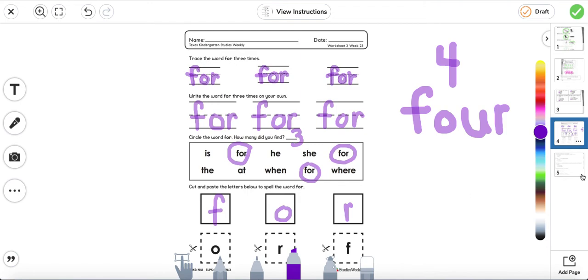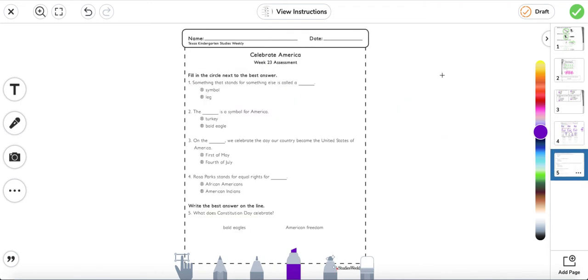Okay, we're going to move on to the last page. We're going to do an assessment. That's just a quick quiz. Number 1. Something that stands for something else is called A, symbol, B, leg. Something that stands for something else. So this means something that represents something else. Is it a symbol or a leg? A symbol. So our answer was letter A.